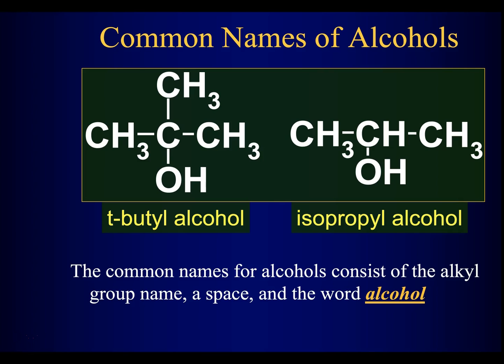And as you may have noticed with some of our other examples, all of the common names are a common name plus the word alcohol. So ethyl alcohol, or tert-butyl alcohol for this one, or isopropyl alcohol for this one. So these are the common names. You will not be tested on the common names. It will just be the IUPAC names.